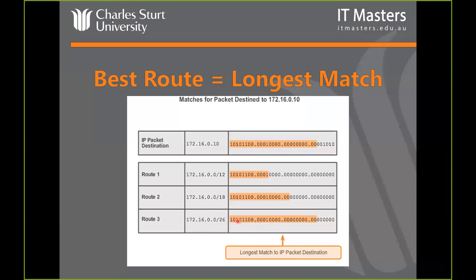If we look at all of those in binary, the shaded part is how many bits we are considering when we match the destination packet to the route. Okay, so in this case, we're using the first 12. In this, we're using the first 18. In this, we're using the first 26. We can see that this route here, 26-bit, is the longest match. So that then is the best route. That's the most definitive route, the one we trust the most. So we're going to send it out via that route 3, wherever that may point to.